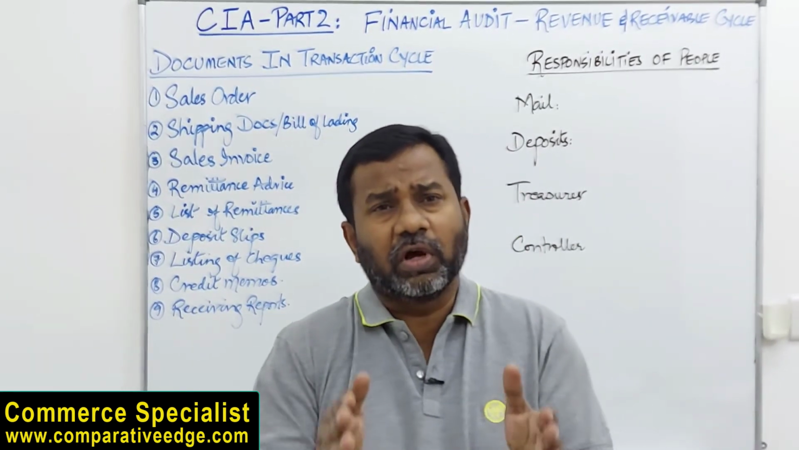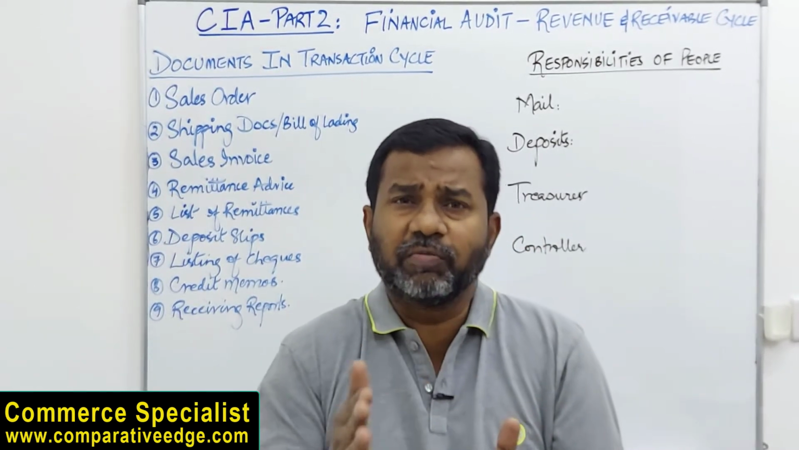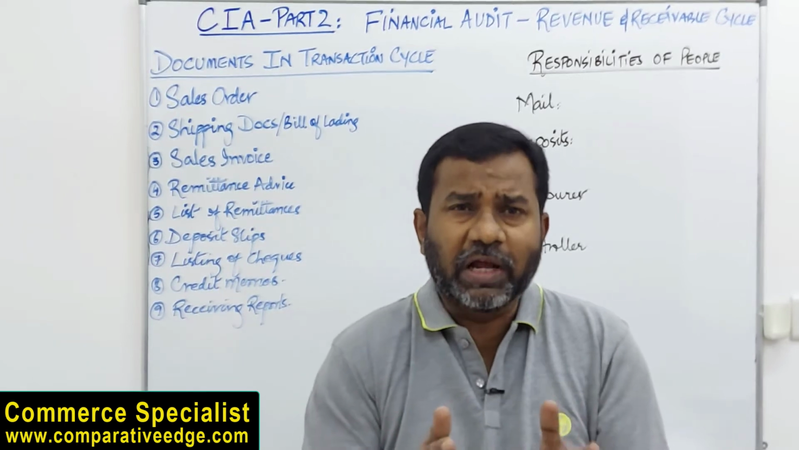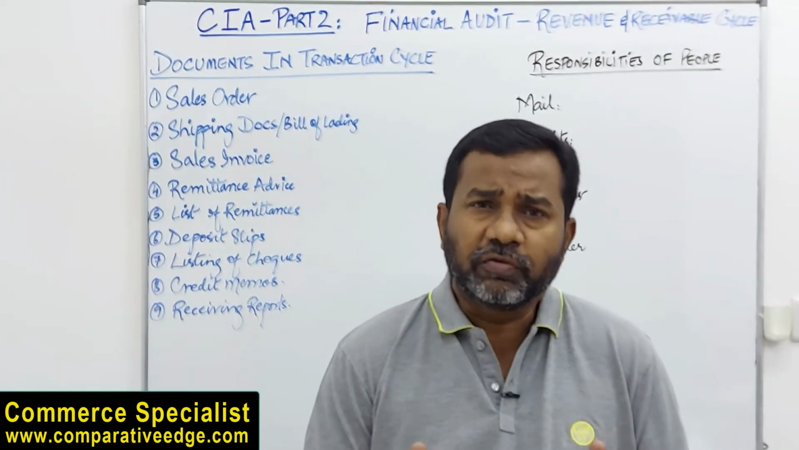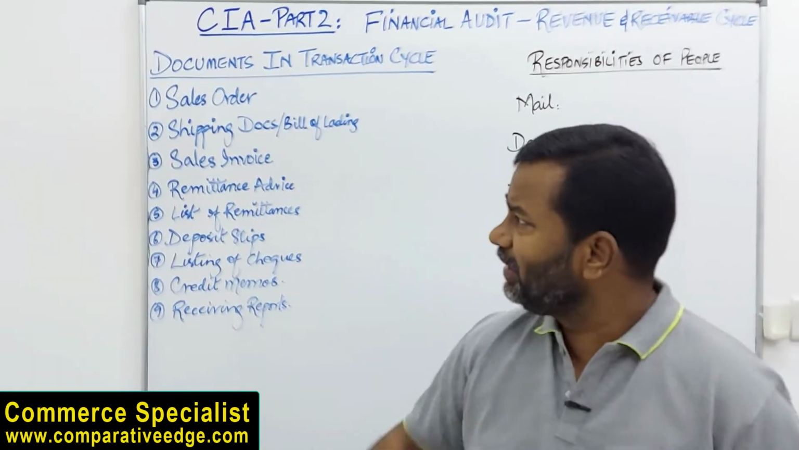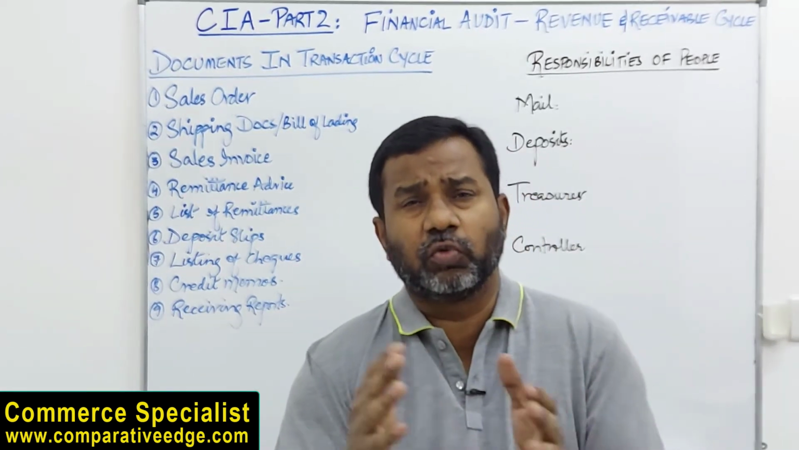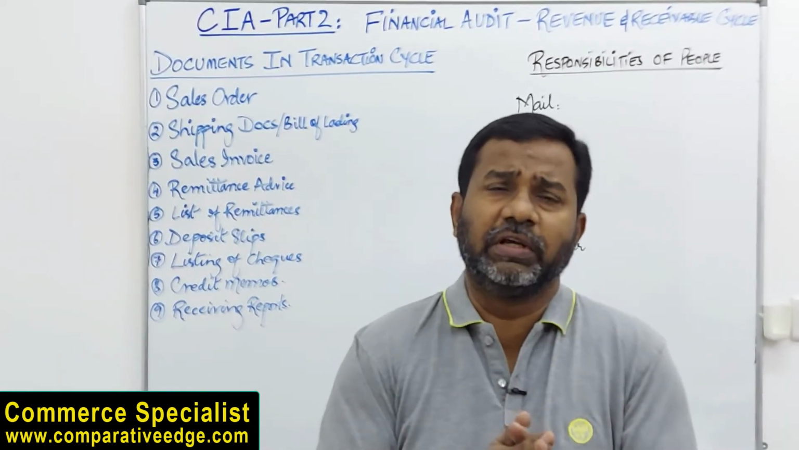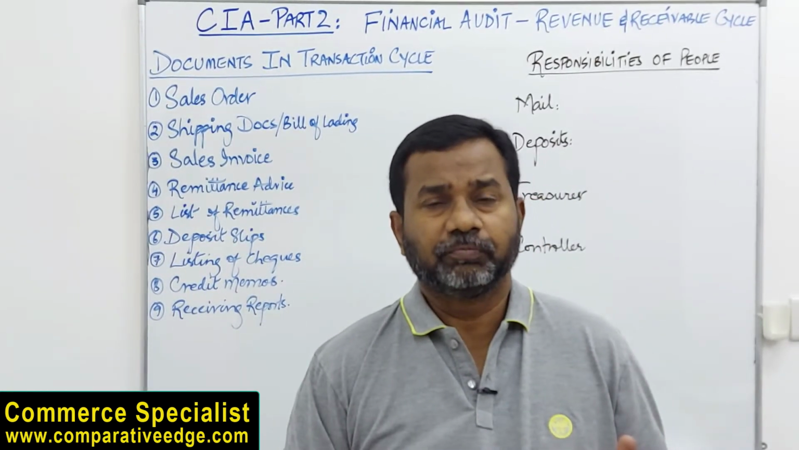As an internal auditor, you have to look at the details of the receiving reports and then match them with the credit memos issued to make sure that there are no discrepancies. So in a nutshell, if you are doing a financial audit for a transaction cycle of revenue and receivables, you need to ensure that these are the documents which should be there. They exist, they are in sequential order, obviously in chronological order, date-wise, and so on and so forth.